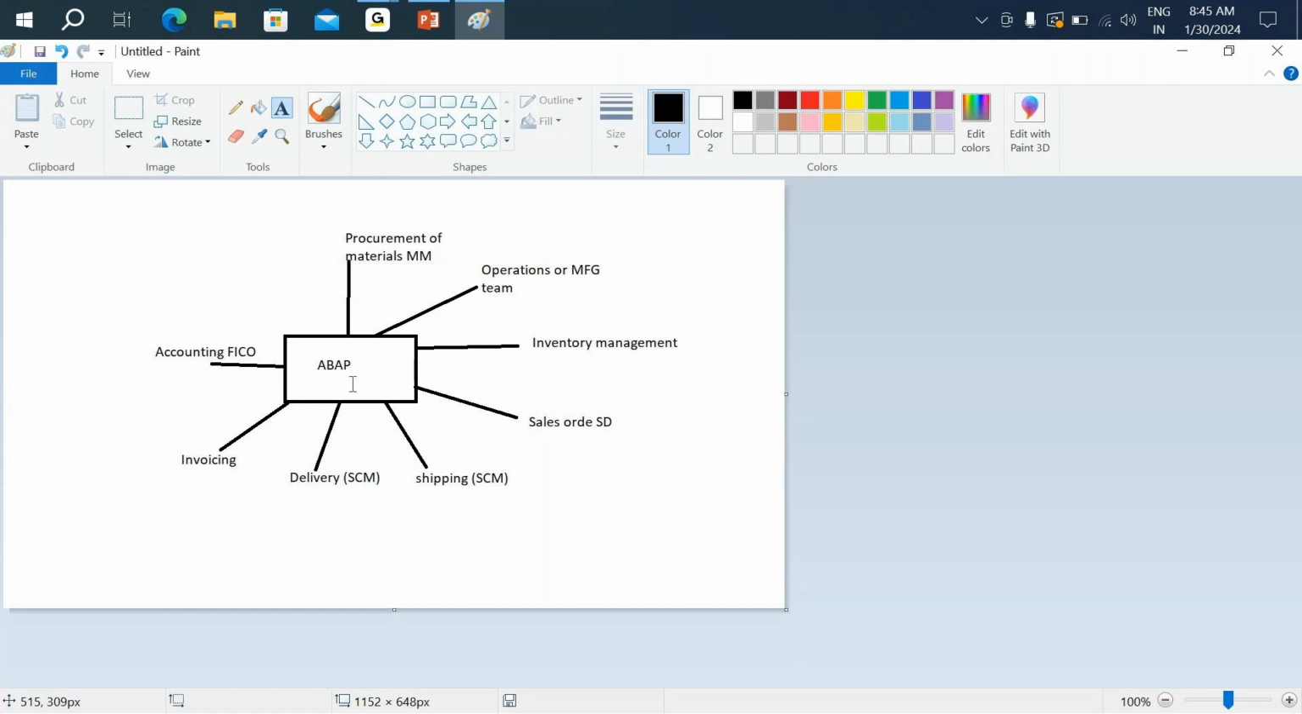So again, these are all the benefits of choosing ABAP over other modules. This is pretty much what we've planned for today. Anyone having any doubts, you can unmute yourself or type in the chat.